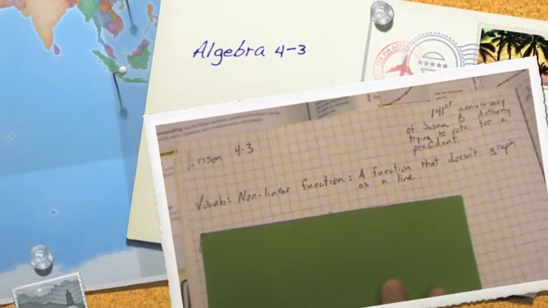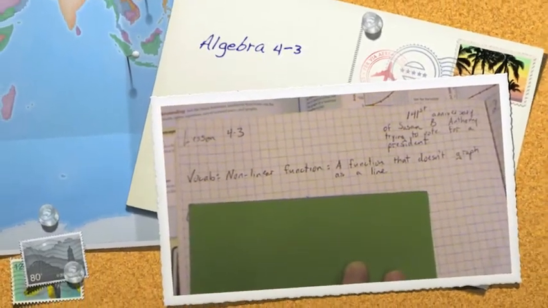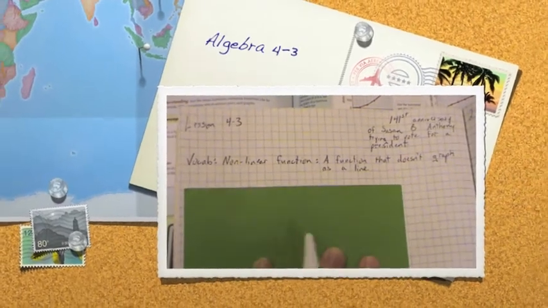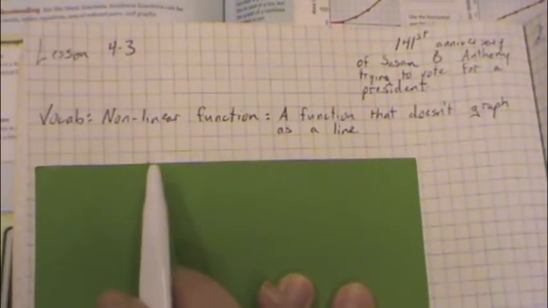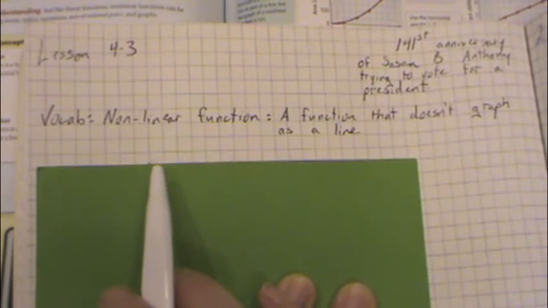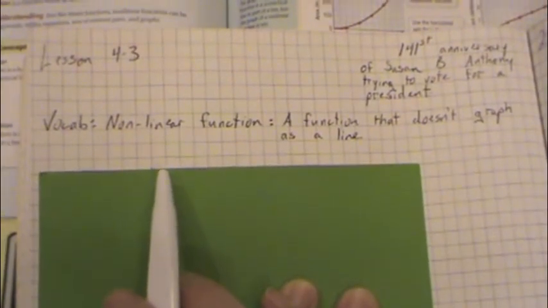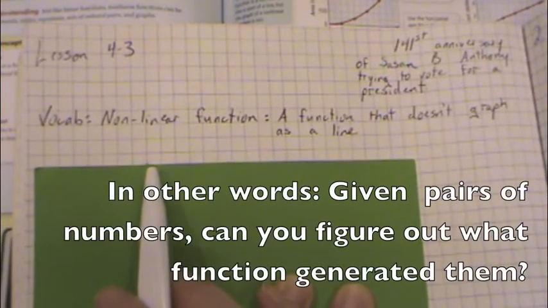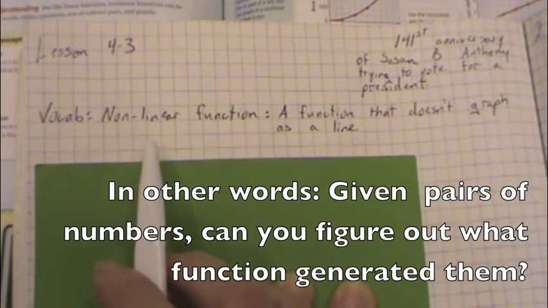Lesson 4-3. There are two main points to this lesson. The first one is learning the difference between a linear function and a nonlinear function. The second one is being able to figure out what the function is. So first let's start with this.